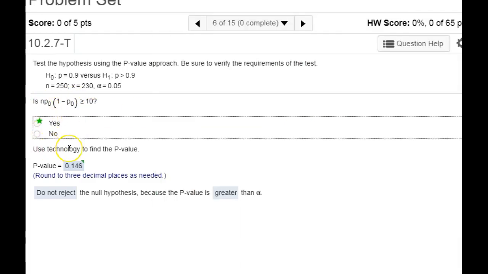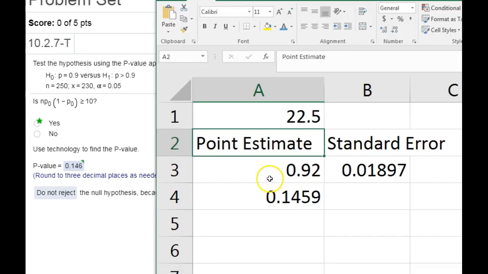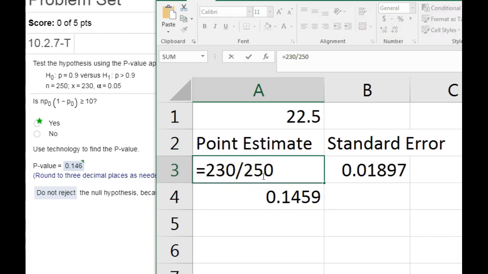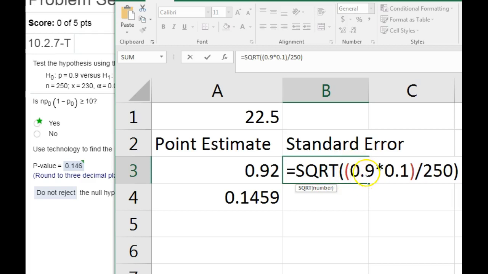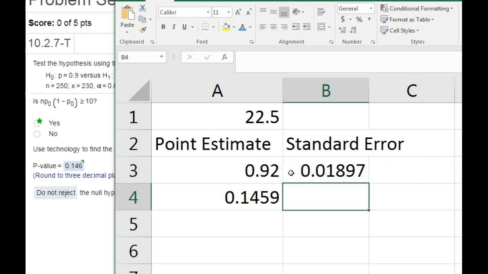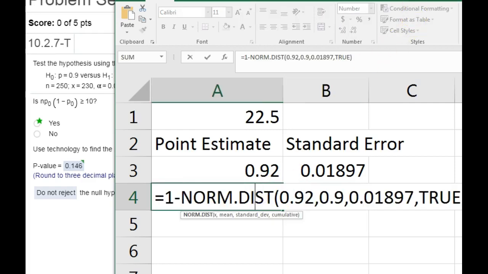So we verified that. And now I'm going to use technology to find the p-value. I'm actually going to start by doing this in Excel, and then I'll move on to StatCrunch, and I'll rely heavily on StatCrunch throughout the rest of this video. But doing it in Excel, you need the point estimate for your sample here. So 230 out of 250, that's the proportion of our sample, which is 0.92. 230 divided by 250. And then you get the standard error for your sample by doing the square root of our null hypothesis here times 1 minus it. So 0.9 times 0.1 divided by the sample size. So the square root of that. And I'm going to use those two values, that's my things I'm going to plug in here and let Excel do all the work.